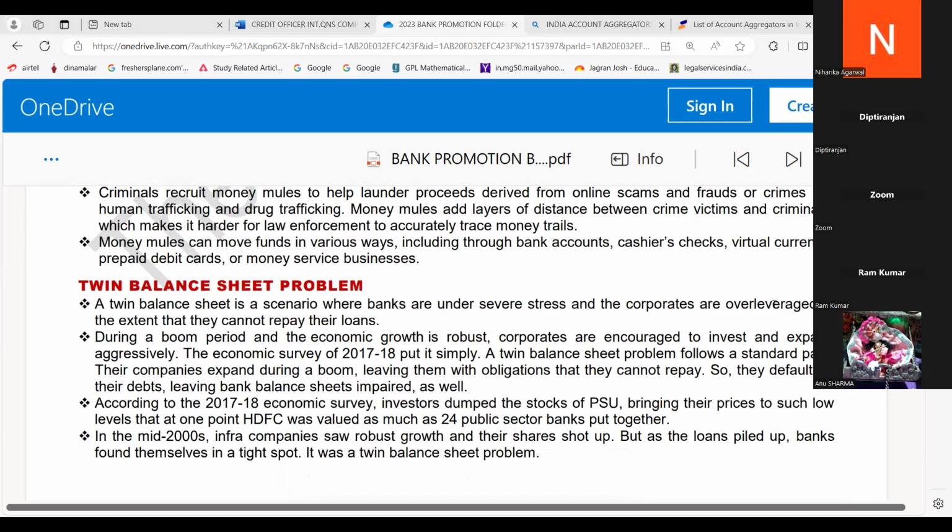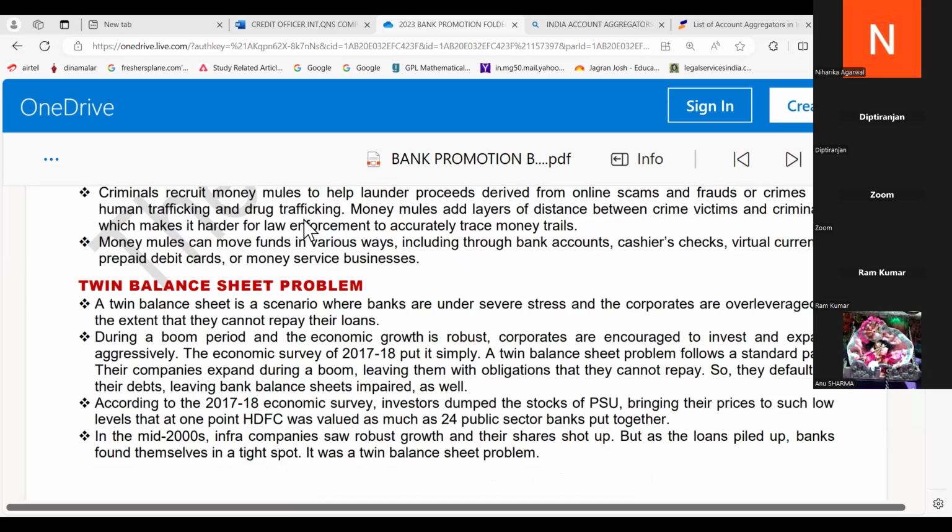Please read. Yes, sir. A twin balance sheet is a scenario where banks are under severe stress and the corporates are over leveraged to the extent that they cannot repay their loans. During a boom period and the economic growth is robust, corporates are encouraged to invest and expand aggressively. The Economic Survey of 2017-18 put it simply. A twin balance sheet problem follows a standard path. Their companies expand during a boom, leaving them with obligations that they cannot repay. So they default on their debts, leaving bank balance sheets impaired as well.